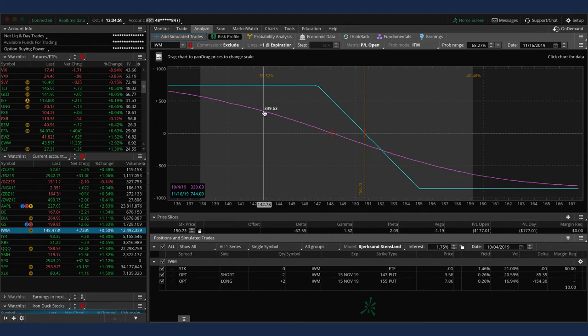You could do it with a higher probability of success. You could do it with a lower probability of success. I just like to put these on with about a 60% pop. So that's what we did in IWM. So those are all the alerts.